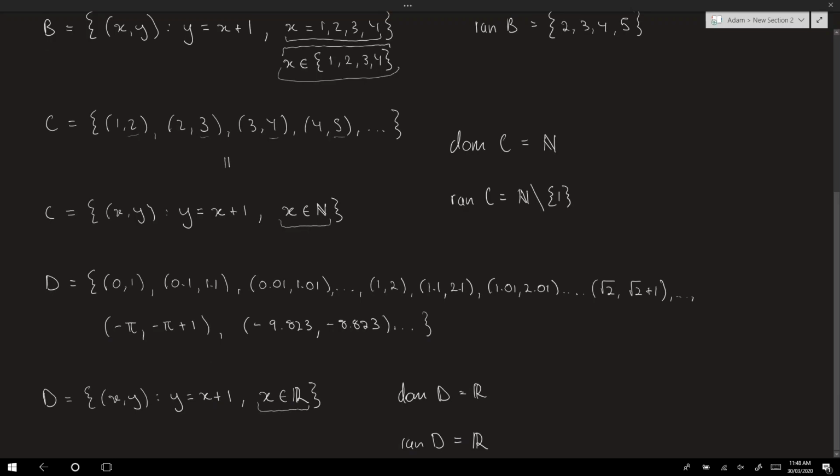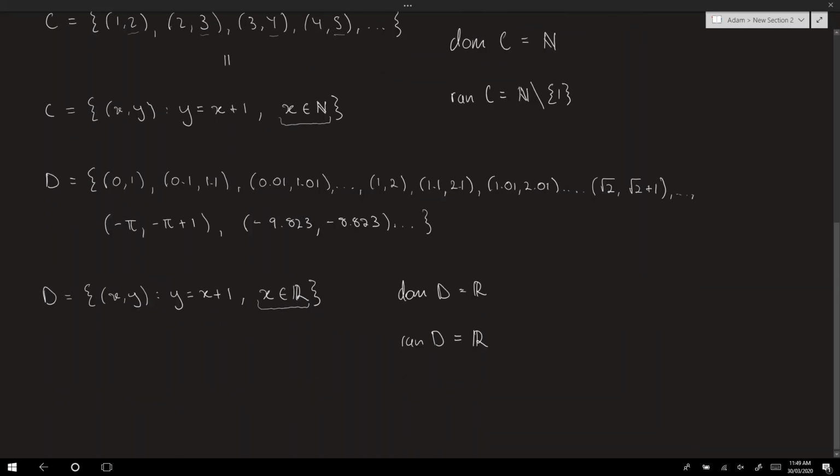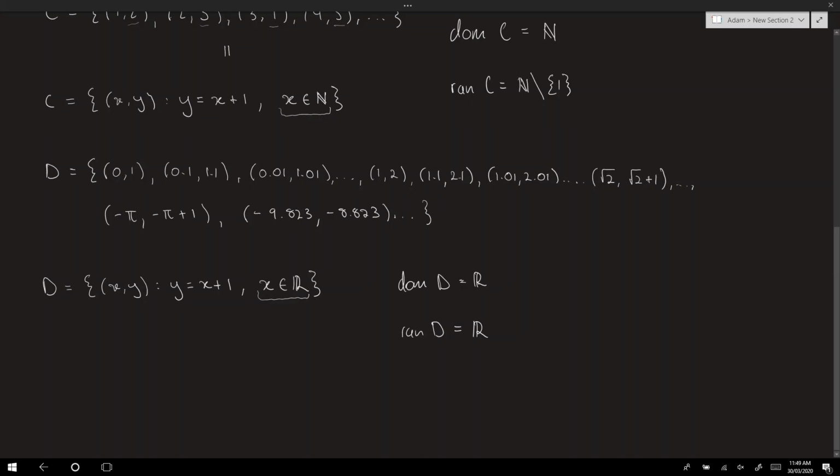For C, we've got the domain of C being all natural numbers. That's an infinitely large amount of numbers. And the range of C is also an infinitely large amount of numbers. If you take away 1 from infinity, you're still left with infinitely many things. So both of those are infinitely large. What about D? Well, both of them are real numbers. So both of them, again, are infinitely large sets of numbers.